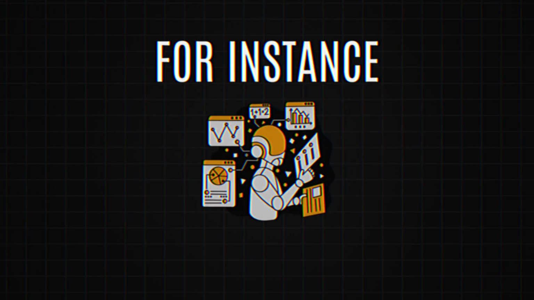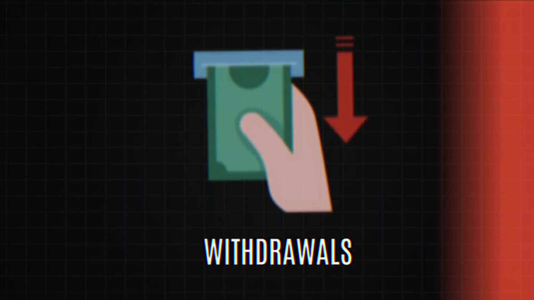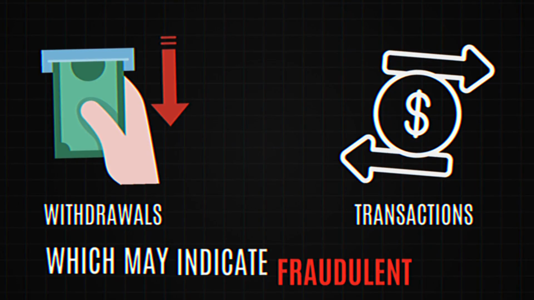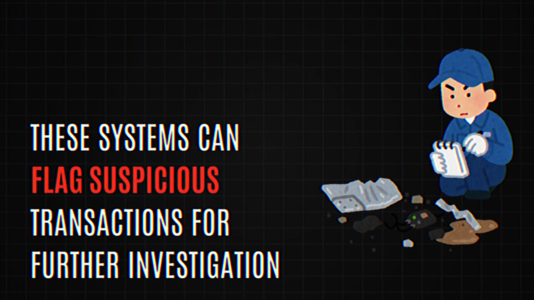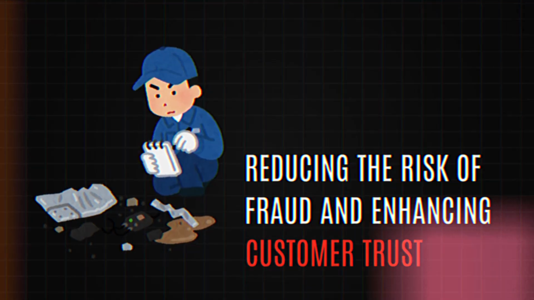For instance, AI algorithms can detect anomalies in transaction patterns, such as unusually large withdrawals or multiple transactions in a short period, which may indicate fraudulent activity. These systems can flag suspicious transactions for further investigation, reducing the risk of fraud and enhancing customer trust.